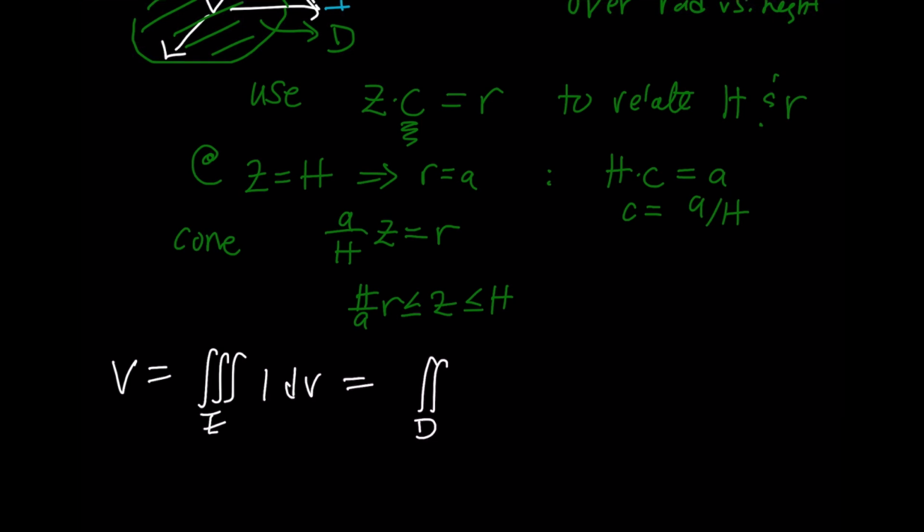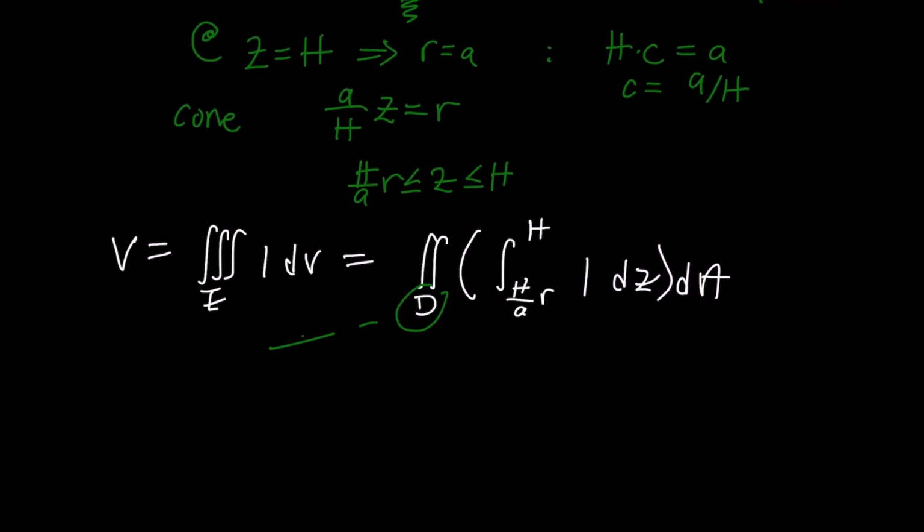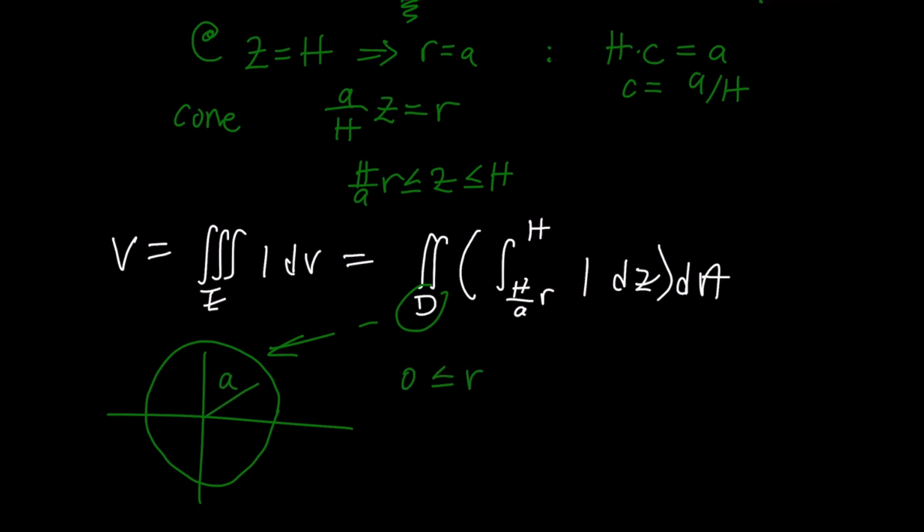We're now going to have an integral over D and then an integral in z where we go from h over a times r up to h, dz, times this dA. This region here is this projection. And so this is the shadow of this cone when we shine it down onto the xy plane. The radial limits will be from 0 to a, and the angular limits will be from 0 to 2 pi.